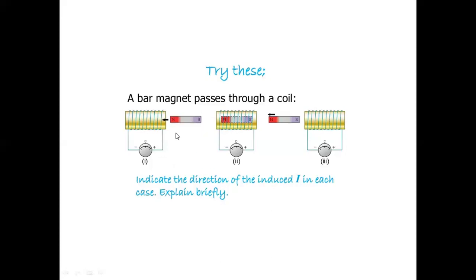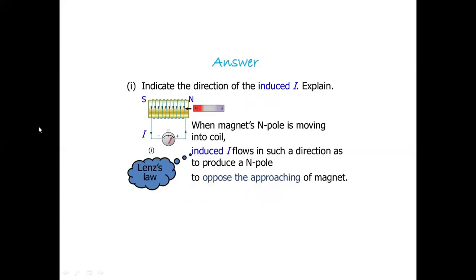Now here there are some questions related to Lenz's law. Here in the first part, the north pole is approaching the coil, in the second part, the magnet is inside the coil, and in the third part, the magnet is moving away from the coil. Indicate the direction of induced current I in each case and explain briefly. Don't worry, we have the answer of this in the next slide.